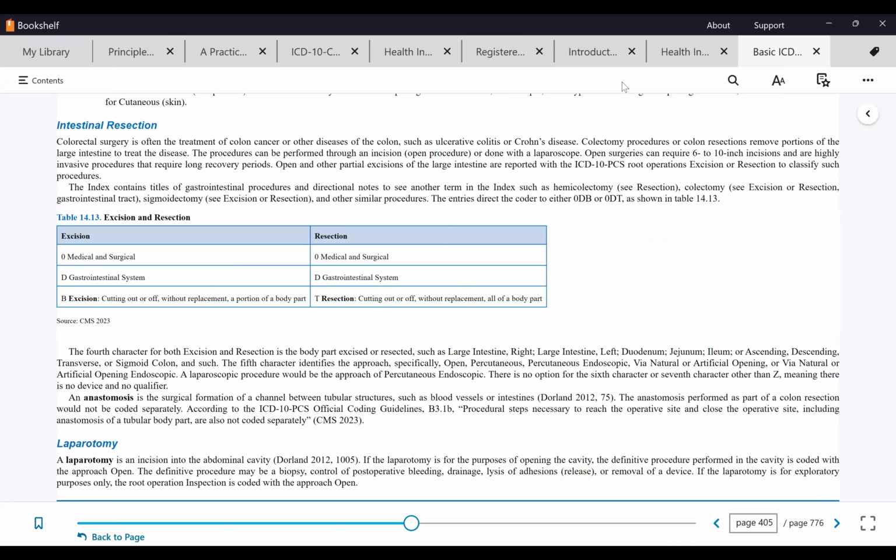And again, excision, we know it's the medical surgical section. It's on the GI system. An excision, cutting out or off a portion of a body part, that's different than the resection, which is cutting out or off the whole body part.